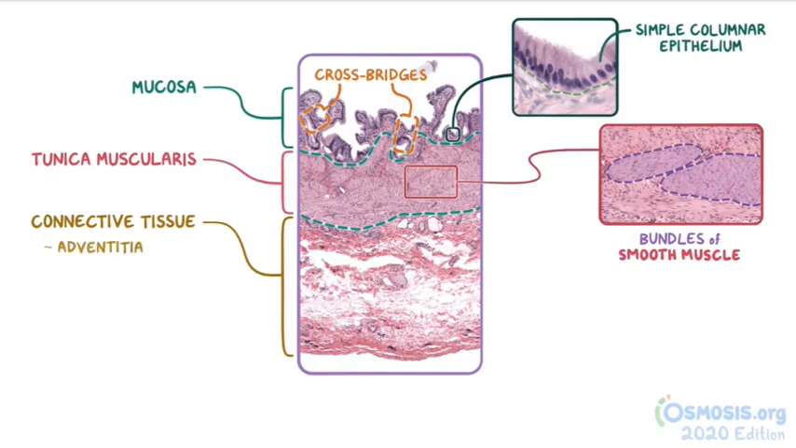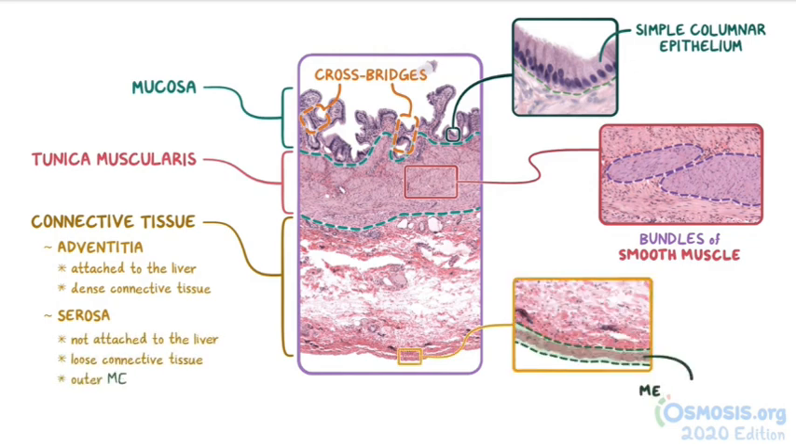The adventitia is found in the portions of the gallbladder attached to the liver and consists of dense connective tissue. The serosa is found in the portions not attached to the liver and consists of loose connective tissue and an outer mesothelium of simple squamous cells.